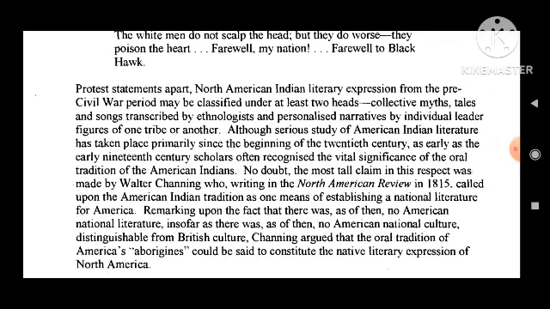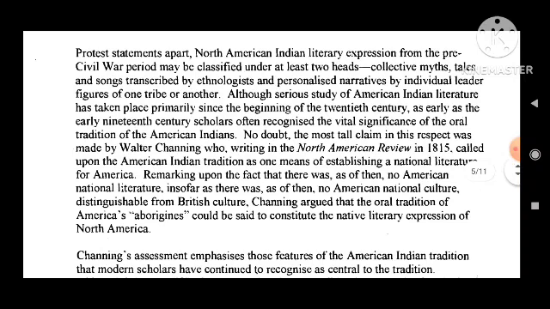Protest statements apart, North American Indian literary expression from the pre-Civil War period may be classified under at least two heads: collective myths, tales and songs transcribed by ethnologists, and personalized narratives by individual leader figures of one tribe or another. Although serious study of American Indian literature has taken place primarily since the beginning of the 20th century, as early as the early 19th century, scholars often recognized the vital significance of the oral tradition of the American Indians.